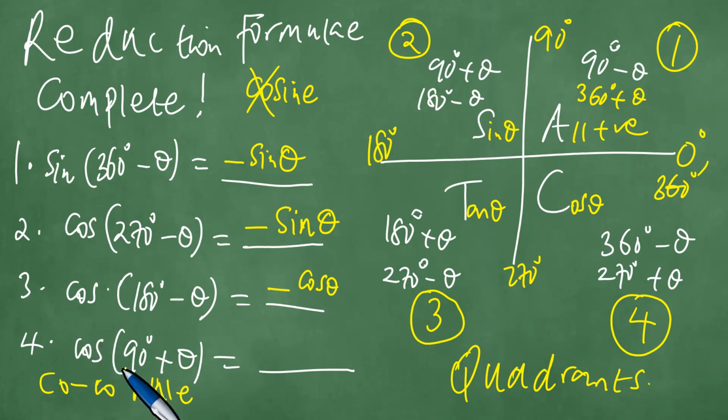Now let's look at this one here. 90 degrees plus theta, in which quadrant is it?